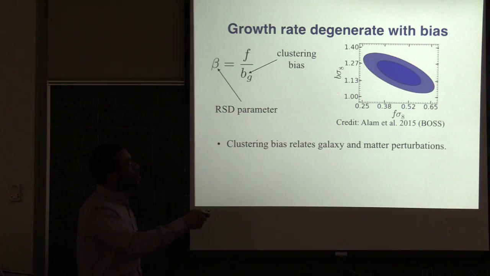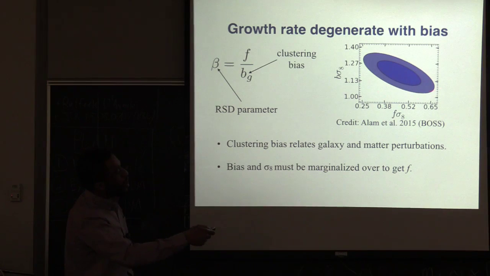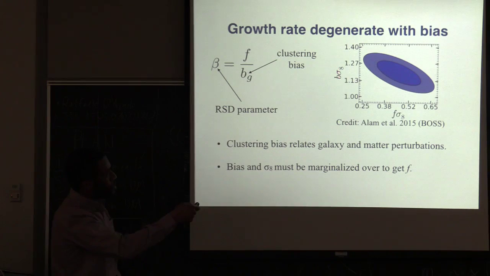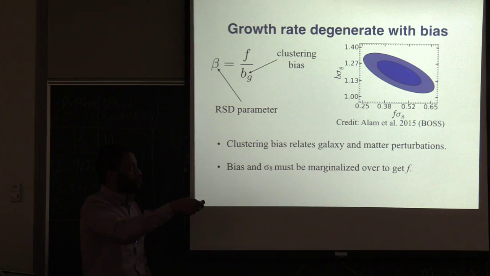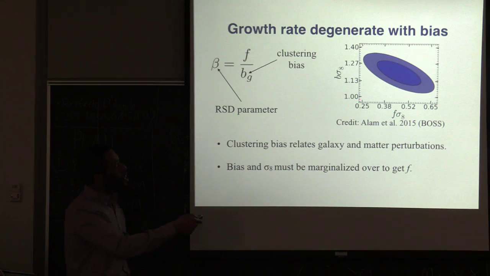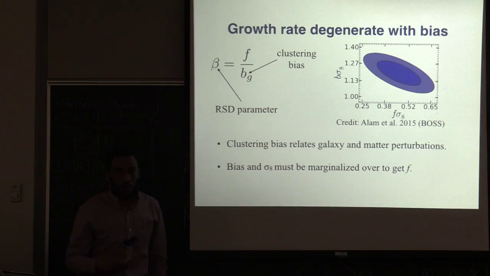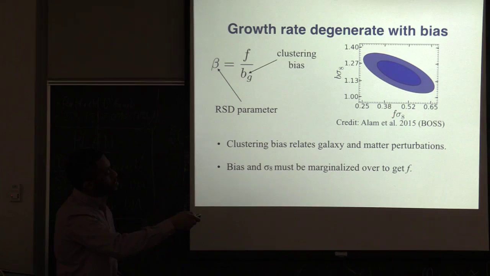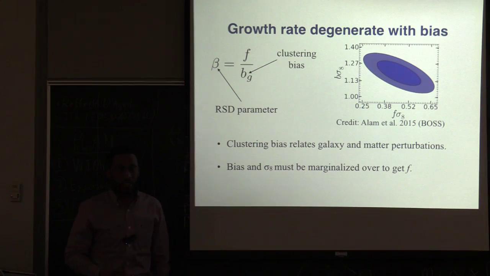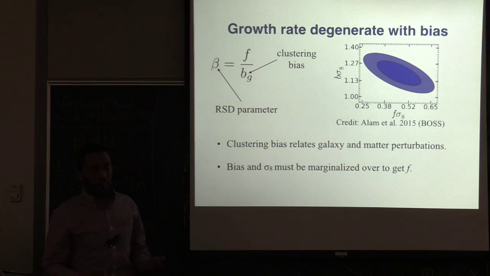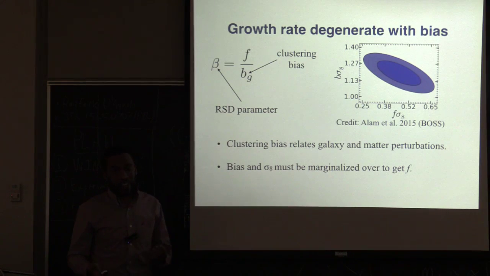So you can use the correlation function in order to measure these parameters, and what you find is that what you can in fact measure is b sigma 8 and f sigma 8, and these are the latest results by my collaborator, Shadab Alam, using BOSS data for the BOSS collaboration. And what you find is that this f sigma 8 here, where sigma 8 is just a parameter describing the initial matter fluctuations in the early universe, is degenerate with b sigma 8. So now your growth rate is degenerate with clustering bias, and it is also, in fact, degenerate with sigma 8 as well.